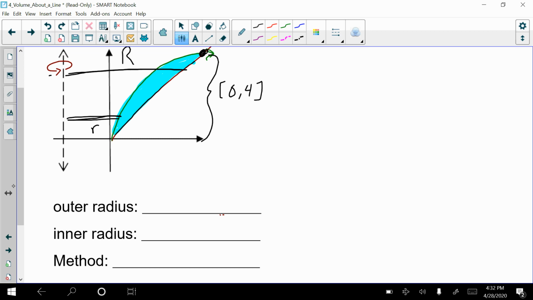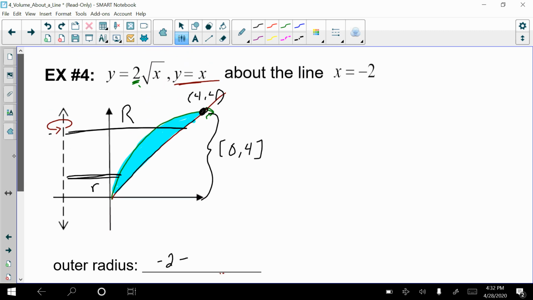So the outer radius is going to be the line of rotation, meaning -2 in this case, and I'm going to subtract the boundary line that it intersects, which in this case, oh, and I'm forgetting something, we need to solve in terms of x. There's that extra little thing that you have to remember when you're revolving around a vertical line as opposed to a horizontal line.